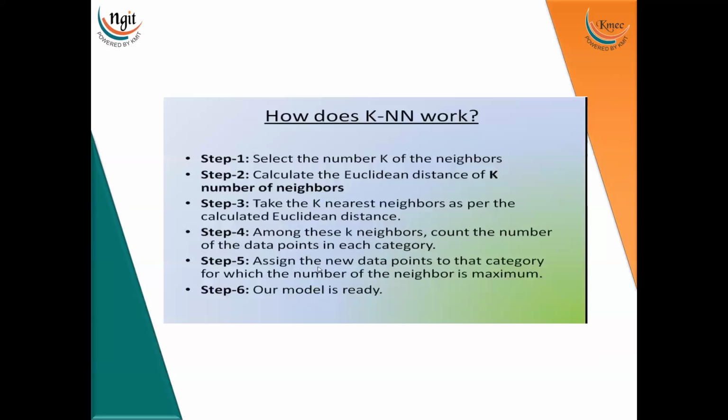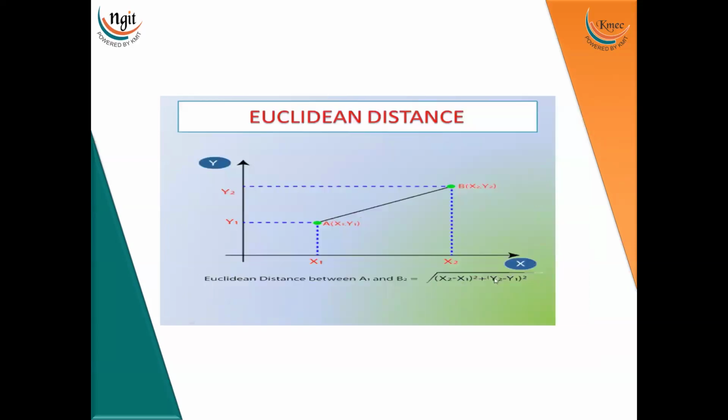How does KNN work? First, we select the number k of neighbors, and we calculate the Euclidean distance to the neighbors. We take the nearest neighbors as per the calculated Euclidean distance. Among these k neighbors, count the number of data points in each category and assign the new data point to the category for which the number of neighbors is maximum. And then our model is ready. So these are the steps of how KNN works. This is the Euclidean distance.